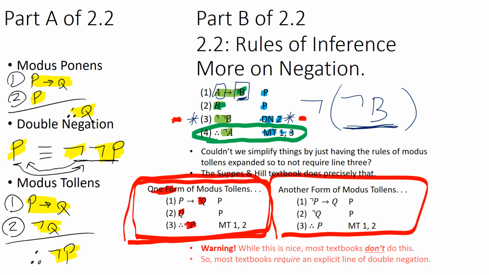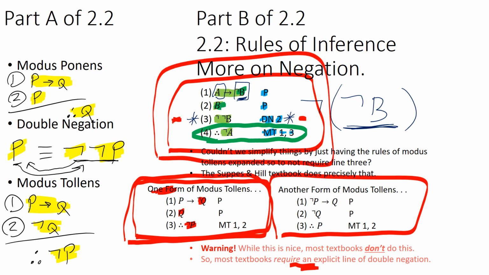So most textbooks require an explicit line of double negation. You have to make this argument. And for the most part, I'll be sticking with the standard conventions, so I'll try to stick to this. There will be exceptions. For example, in the next slide, I will be utilizing this shortcut. But in general, I'm going to stick to the standard conventions. I hope that makes sense.